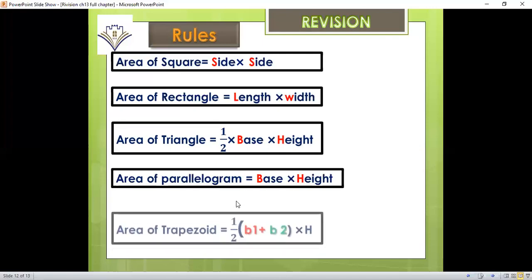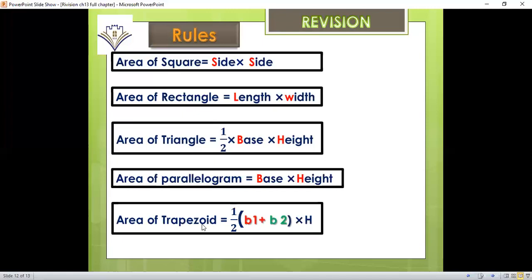And the last rule here is the area of trapezoid, which equals half, base 1 plus base 2 in brackets, multiply by height. When we answer it, firstly calculate the sum, and then try to answer, maybe with half of the sum of the bases or half of the height.